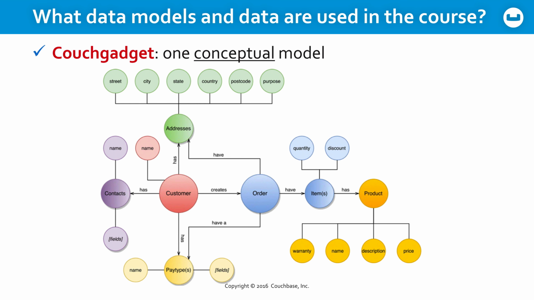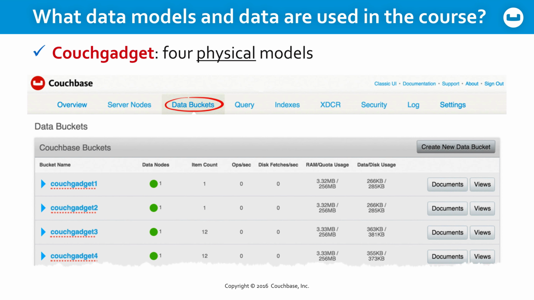But notice the order. The order also will have one or potentially more addresses, shipping, billing, etc., and will also have a pay type available to that customer, which is being used for this particular order. We've implemented four physical models. We're going to briefly survey them and then set you loose to dig into the JSON files in detail.